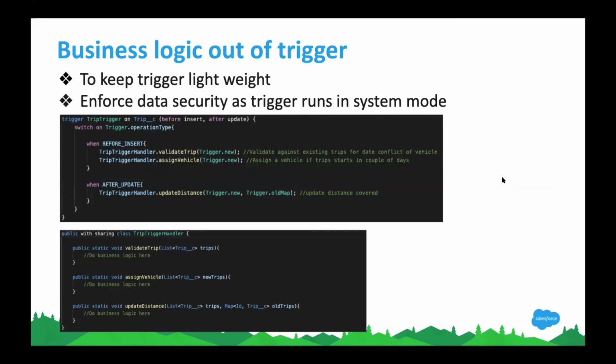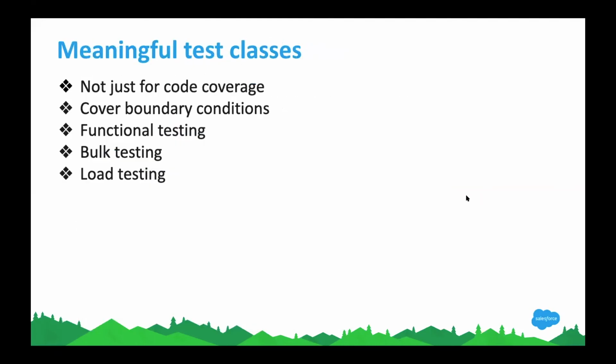So the key point is keep your trigger lightweight, and this enforces data security as trigger runs in system mode. Yeah, we'll go to the next point. Meaningful test classes, the most important point here.